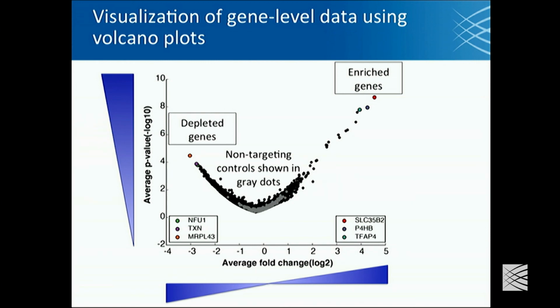And as you go towards the right on the fold change side and also upwards on the p-value side, you see these genes that are enriched in the positive direction in color here, and their gene symbols are mentioned here. And similarly, in the opposite direction, you see most depleted genes with higher p-values in color here, and their gene symbols are shown here. So this is a very good way of visualizing your gene level data.